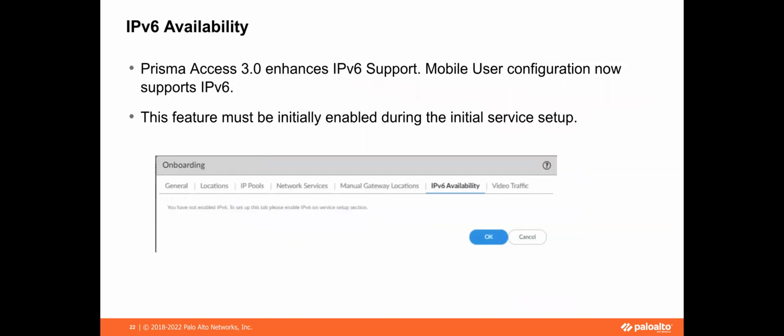So we also have enhanced IPv6 support in 3.0 and above. IPv6 must be enabled globally in the service setup and can then be enabled on a per compute location basis for IPv6 pools and DNS settings as well for mobile users.